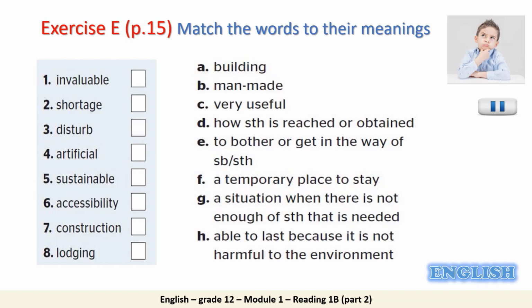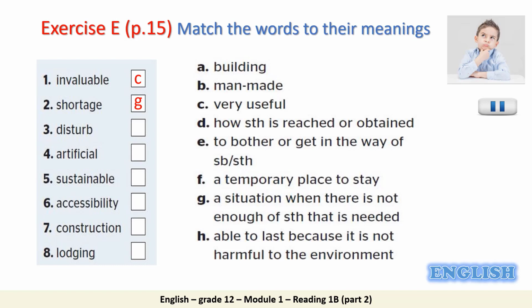Now let's check our answers. Number 1, invaluable, means C, very useful. In text A, the igloo building was an invaluable skill for my ancestors. Number 2, shortage. G, very good. A situation when there is not enough of something that is needed. In the same text A, there is certainly no shortage, means there is certainly plenty of snow.